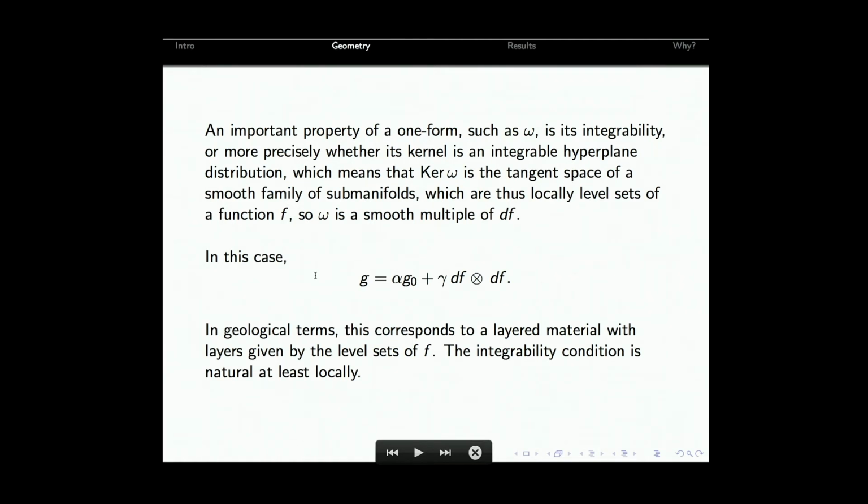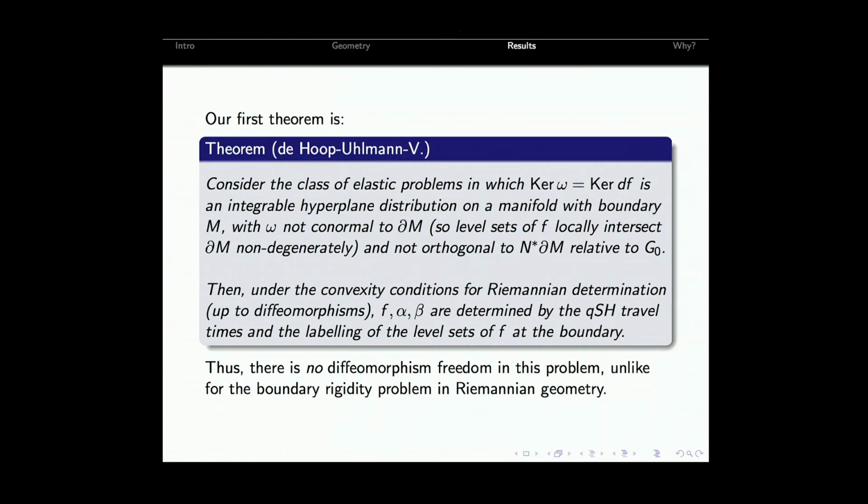And in geological terms, this would correspond to a layered material where the layers are given by level sets of f. So what we are assuming is that in principle, I can pick in a smooth but crazy way the direction of the isotropy axis from point to point. And if I do that, then I can't solve my problem. But if I make a very natural assumption that in fact it's integrable, so it corresponds to somehow layers, but layers that keep undulating, then in fact I can. And so the result is, again, this is with Martin de Hoop and Gunther Uhlmann.